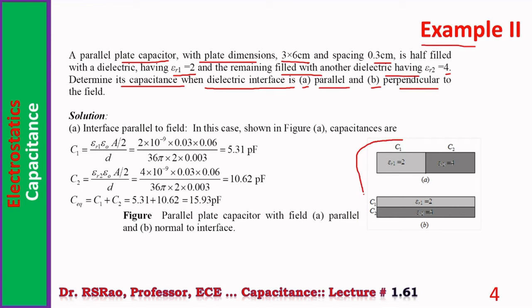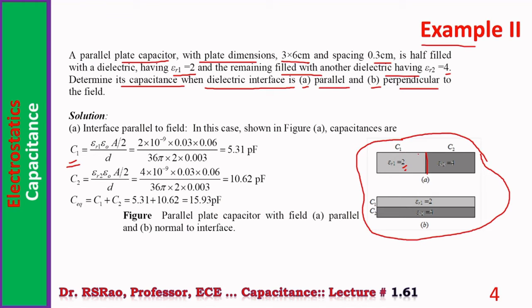Here in the diagram, both the cases are illustrated. In A, left half of the capacitor is filled with a dielectric whose dielectric constant is 2. Right half is filled with a dielectric whose dielectric constant is 4. Interface, you can see it is vertical. It is parallel to the field that exists when the capacitor is charged.